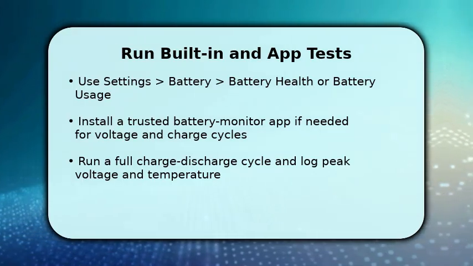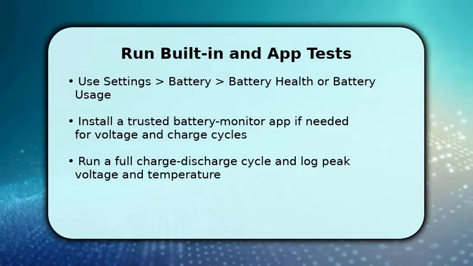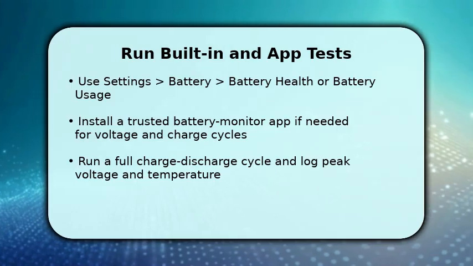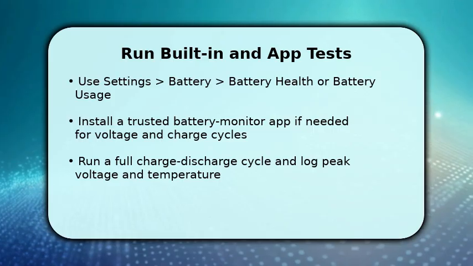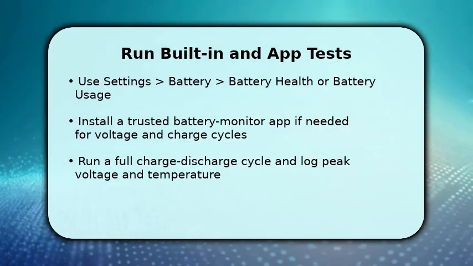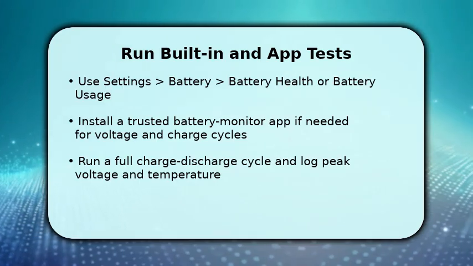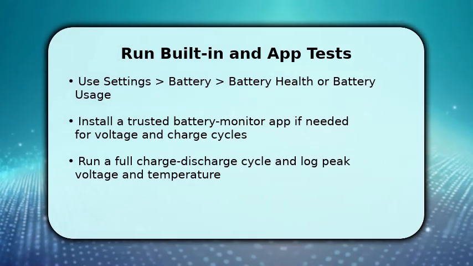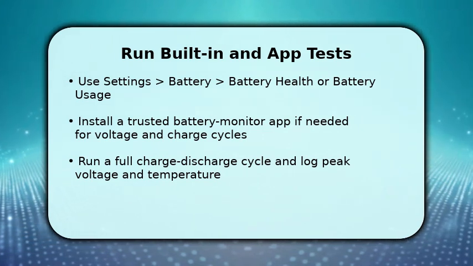If the built-in view is limited, install a reputable battery monitor app to read voltage, charge cycles, and temperature in real time. Run one full charge-discharge cycle while noting peak voltage and highest temperature. These numbers help determine capacity loss. Once those tests complete, compare reported charge cycles and capacity percentage against the phone's expected lifespan to judge health.